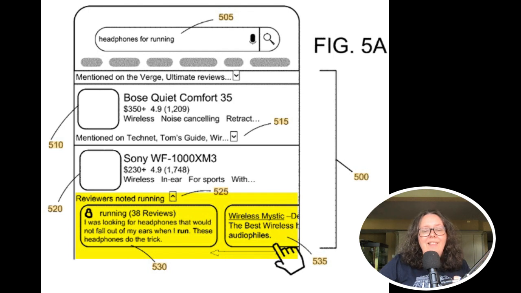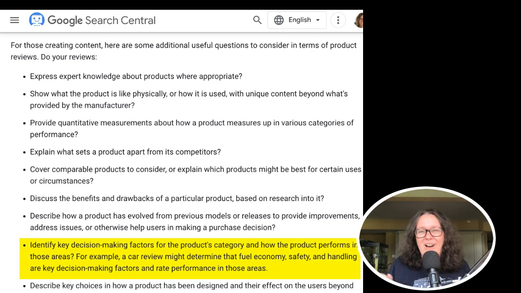And so I really feel it's important to get reviews from actual people. When you look at Google's guidelines in terms of writing product review content, which we've talked about a whole lot, because Google has really been pushing having good product reviews on our websites, one of the things that they say is, do your reviews identify key decision-making factors for the product's category and how the product performs in those areas.